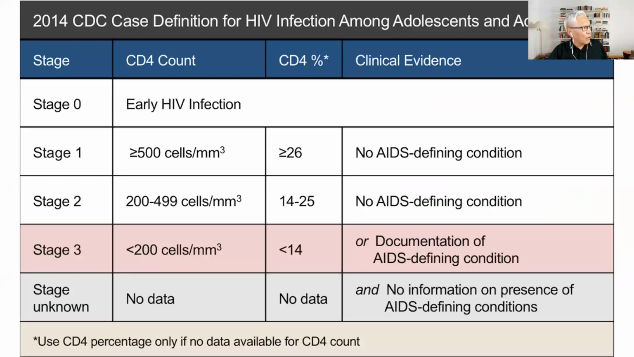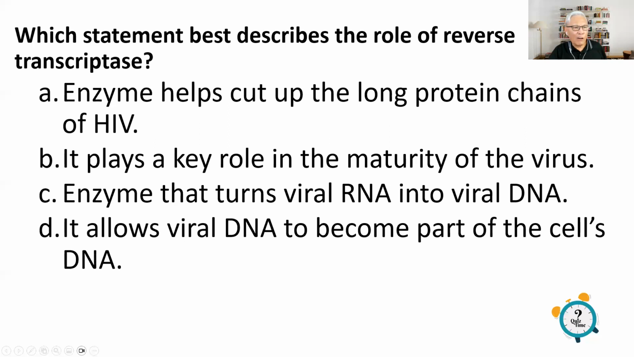Okay, so over here, this is the definition of HIV infection among adolescents according to the CDC. And as you can see over here, stage 1 means that there's still a lot of CD4, more than 500 cells. And of course, this one, less than 200, is going to be one where there's documentation of AIDS. Okay, let's go to this poll. This is slide 26.